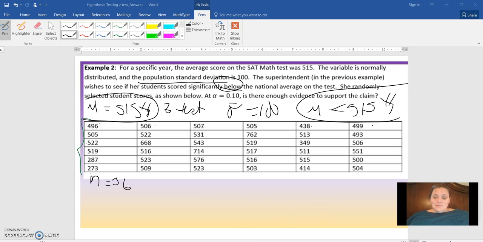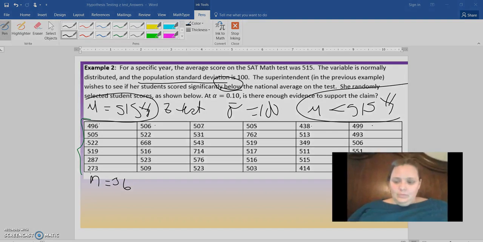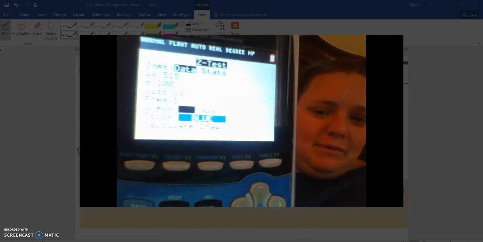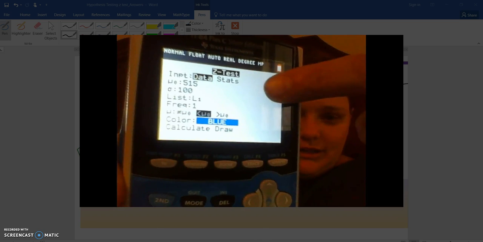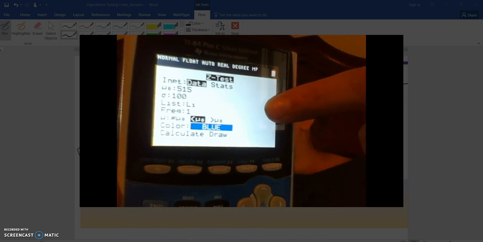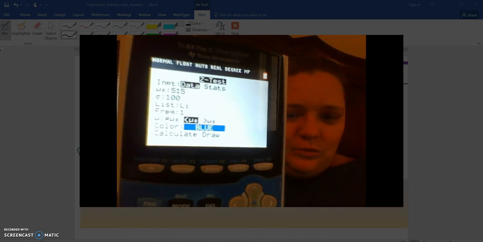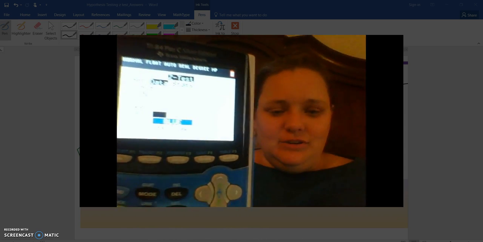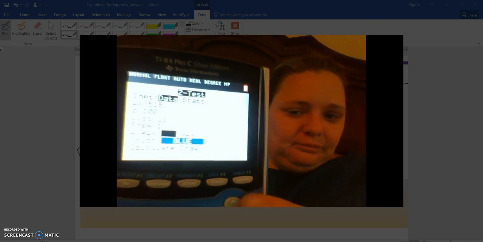Alright, so we were in the middle of working on this problem. I want to show you. Alright, notice it is in list 1, and we did the less than. She wants to see if her kids scored less than.